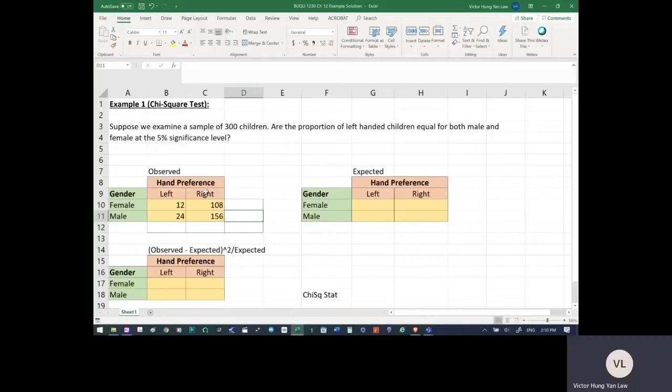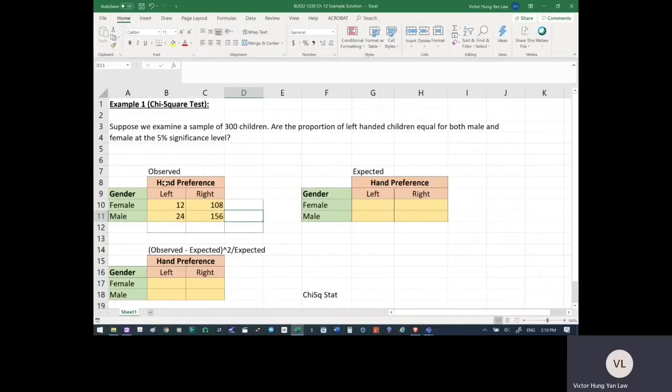In this example, we have the observed values, and what we're going to find out is the chi-square statistics. In order to calculate the chi-square statistics, we need to set up the expected frequency table, and then another table where we calculate the chi-square value through the observed minus the expected, squared, divided by the expected. So we have two more tables that we need to create.